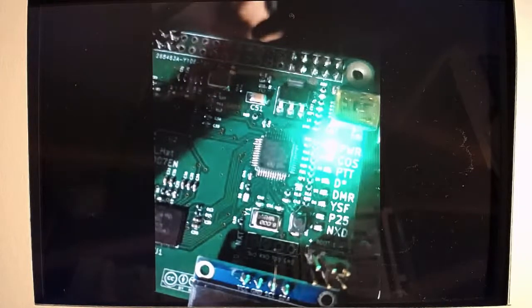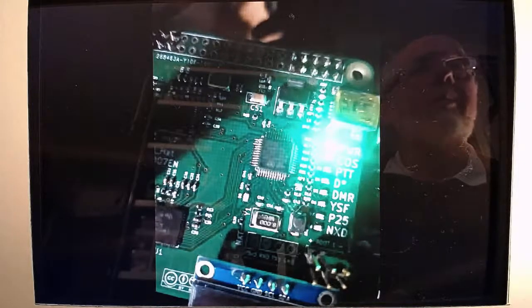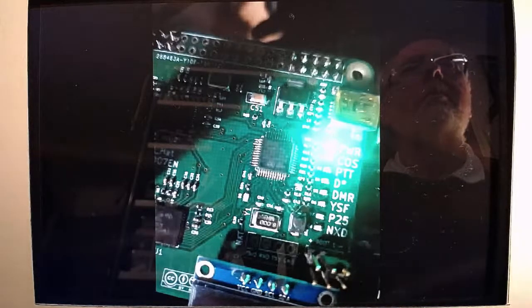So this is an MMDVM hotspot, basically it converts the internet signal into an RF signal in a digital format, in my case DMR, so the DMR light is lit up. You've got a power light, COS light, PTT light, D-Star, DMR, Yaesu Fusion, P25 and NXDN on it, and it'll also do POCSAG as well, so your pager signals. There you go. I think that's a fairly good explanation. And yes, it was a fun job to replace it. Luckily, I've got the heat gun here to remove the old one safely and put the new one on.